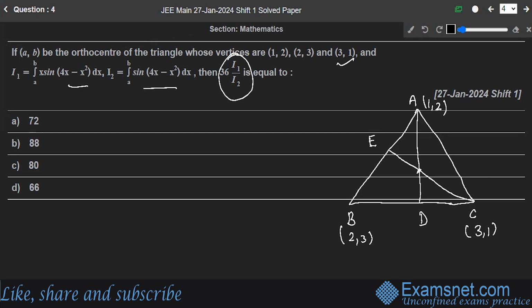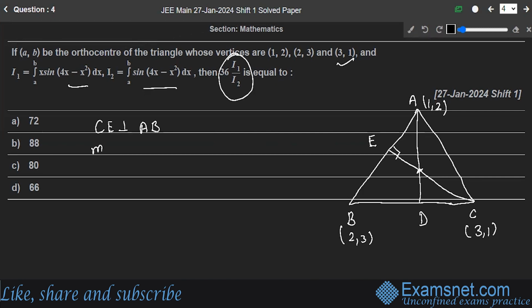So this is the orthocenter. You know what is the orthocenter? Here the perpendiculars meet, not the bisectors. So this is the orthocenter. And let's make the equation of CE. I don't know the coordinates of E, but I can see one thing: CE is perpendicular to AB.